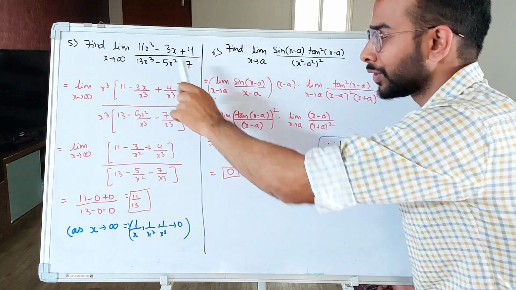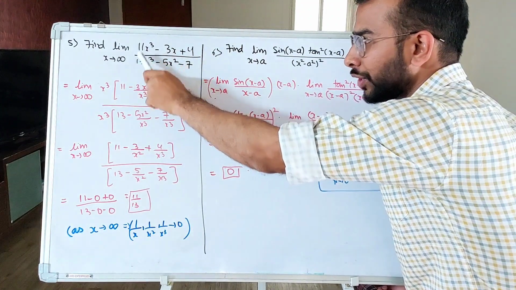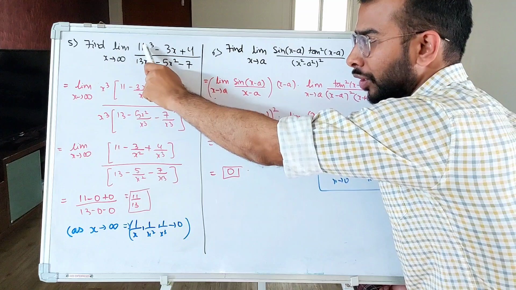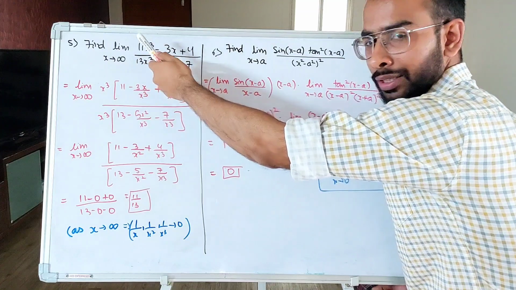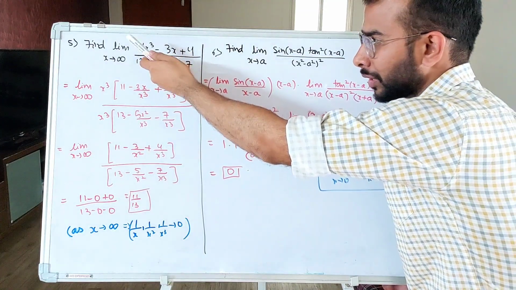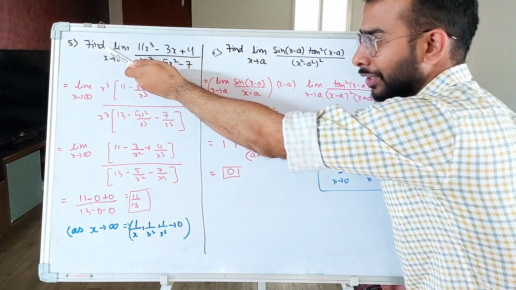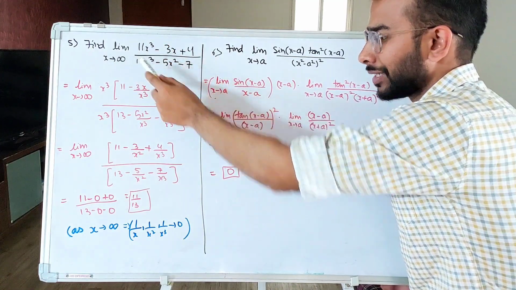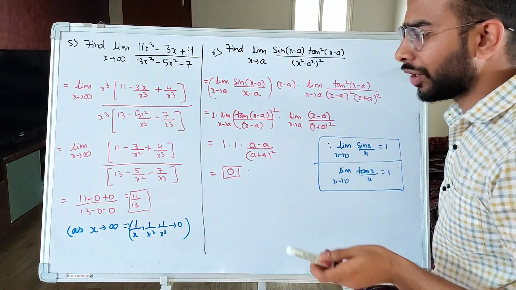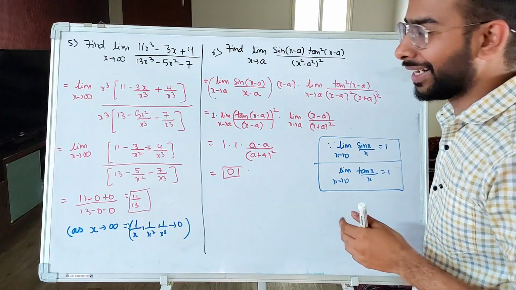So the shortcut is, whenever the degree is the same, the ratio of the coefficients of the highest degree variable in the numerator and denominator would be the final answer. For example, 11 by 13. But how to write it? Obviously, we cannot directly write the answer.